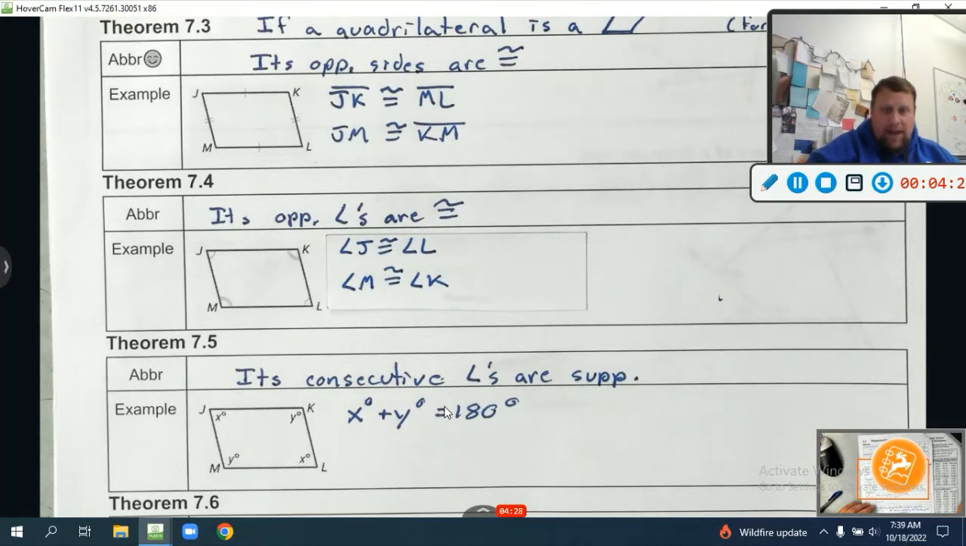Theorem 7.5, its consecutive angles are supplementary, and that's what we talked about just a second ago with angle 4 and angle 11. Once we knew that both sets of transversals were parallel, then any consecutive angles, so angle J plus angle K is 180 degrees, angle K plus angle M is 180, or angle J plus angle M is 180 degrees, angle M plus angle L is 180 degrees, angle L plus angle K is 180 degrees. Any two consecutive angles, those are angles right after each other, are 180 degrees.